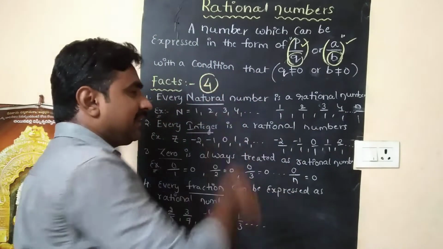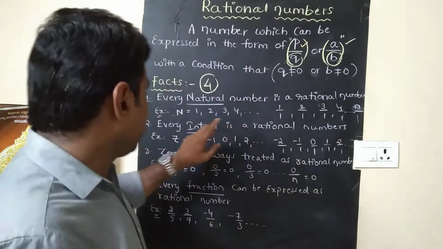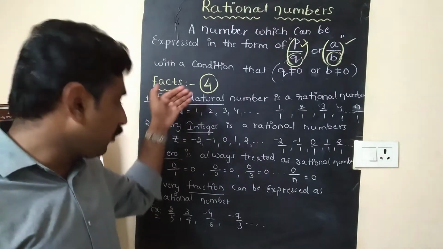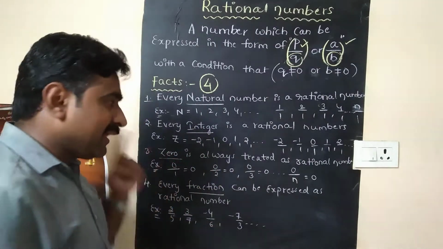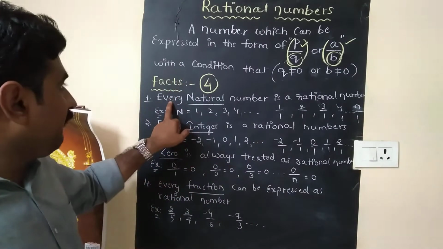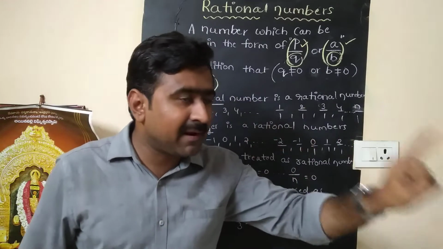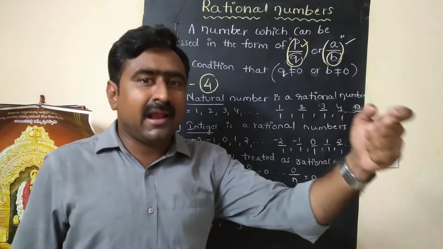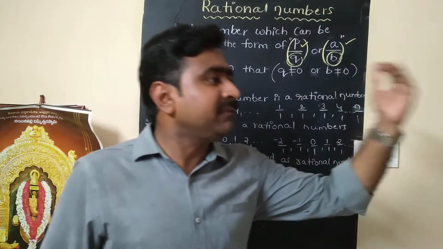There are mainly 4 important facts which we need to know before starting the sums related to rational numbers. If you observe the board, you will find the total 4 important facts I have written. Correct or not? Out of these 4, the first fact is that every natural number is a rational number. You have to remember the first fact: every natural number can be expressed as a rational number.